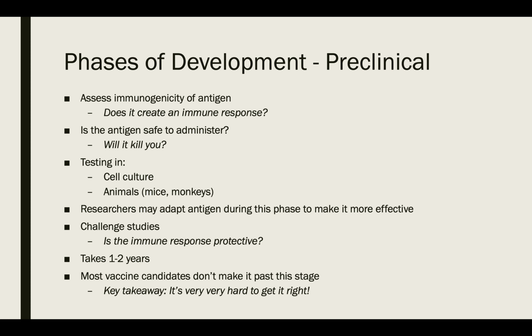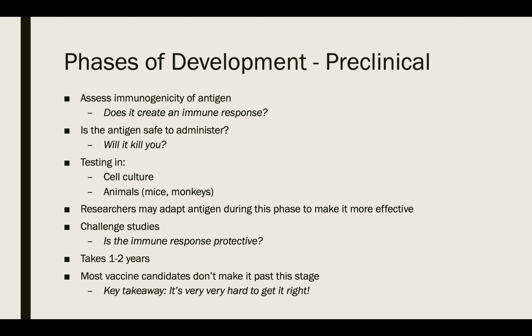So the key takeaway here is that you can have an antigen that creates a really strong immune response, but that immune response doesn't protect you from the actual pathogen, from the disease, because it's not the right immune response. So this phase typically takes 1 or 2 years. And honestly, most vaccine candidates don't make it past this stage. So this is really tough. They weed out a lot. So again, key takeaway, it's very, very hard to get it right.